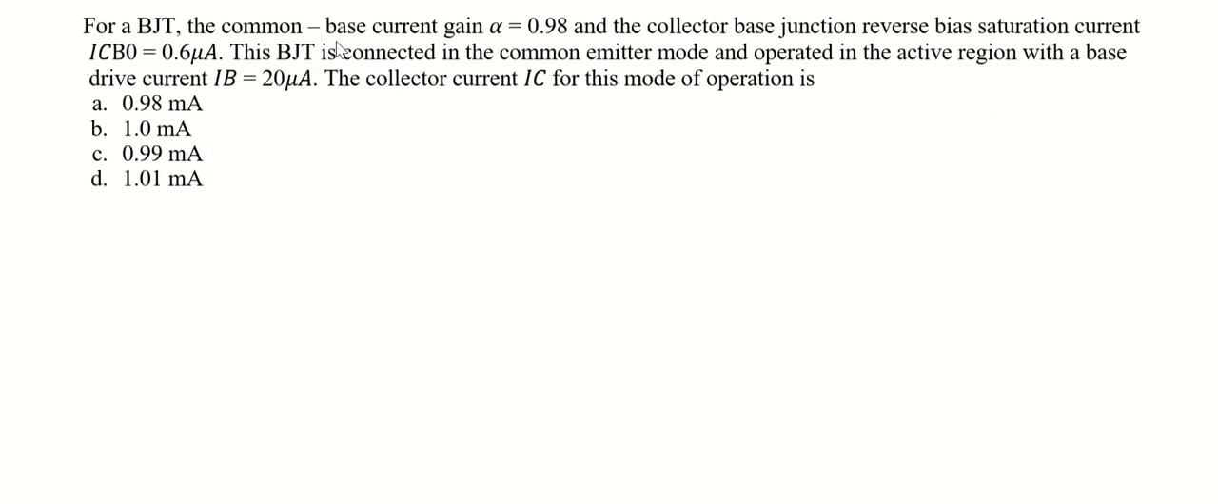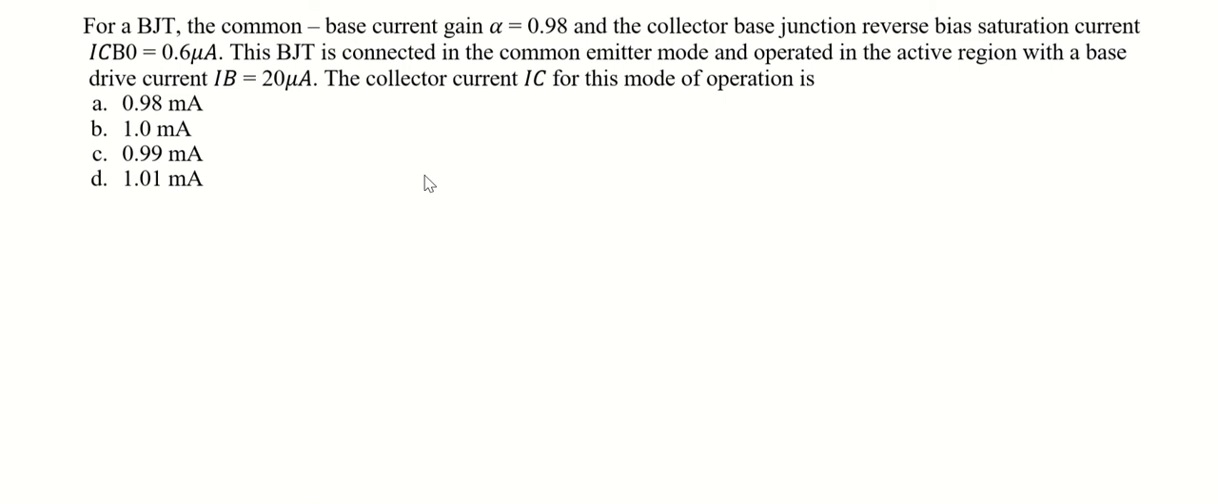Next question: for a BJT, the common base current gain alpha equals 0.98 and the collector base junction is reverse biased with a saturation current equal to 0.6 microamp. This BJT is connected in the common emitter mode and operated in the active region with a base drive current IB equal to 20 microamp. The collector current IC for this mode of operation is... okay, we have to find the collector current.